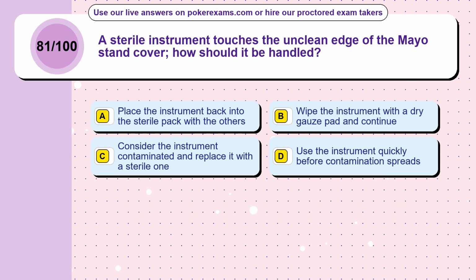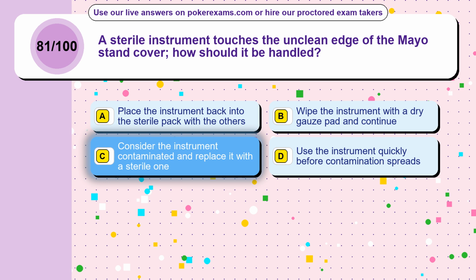Question 81. A sterile instrument touches the unclean edge of the Mayo stand cover. How should it be handled? Option A. Place the instrument back into the sterile pack with the others. Option B. Wipe the instrument with a dry gauze pad and continue. Option C. Consider the instrument contaminated and replace it with a sterile one. Option D. Use the instrument quickly before contamination spreads.